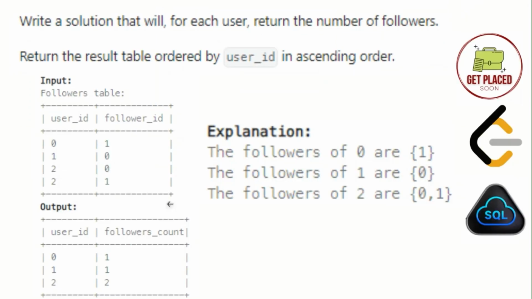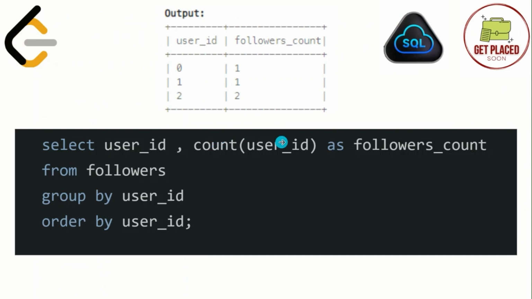We group by user ID because 2 has 2 entries. When you group by, the 2 entries come to one point and then we can count how many times it occurred. 2 came 2 times, therefore 2 will be present here. 1 came 1 time, that's why 1. 0 came 1 time, so it will be present here. Because we need ascending order, we write order by the column name user_id. Extremely simple. I hope you understood this also.